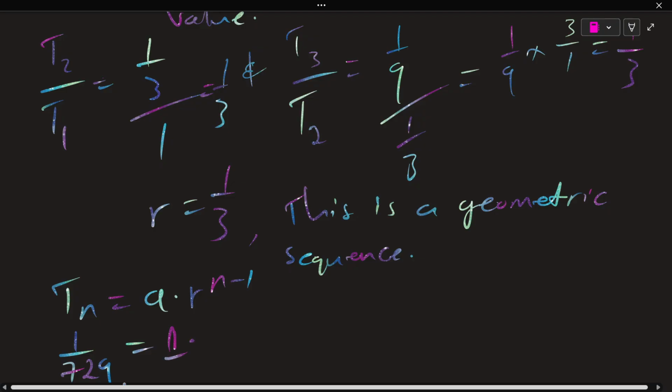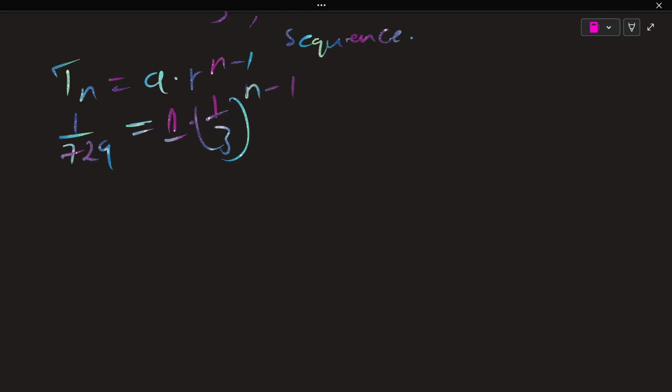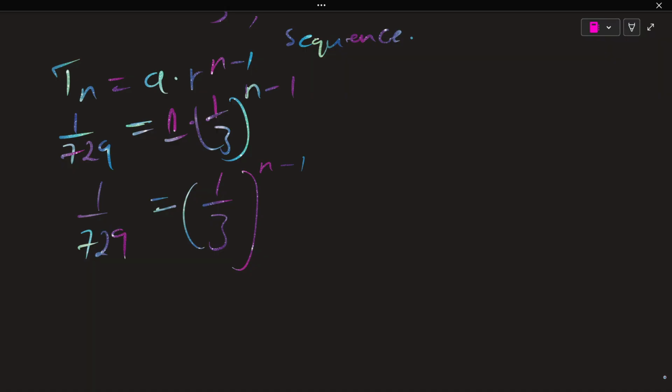We know that the first term, a, we replace by 1, and the common ratio is 1 over 3. Then we raise it to the exponent n minus 1. This time we have no idea what the value of n is, so we leave it as n minus 1. Now we have a challenge here. We have 1 over 729 equals, let's deal with this part first. 1 multiplied by any particular thing is that particular thing. So 1 multiplied by 1 over 3 to the exponent n minus 1 is the same as 1 over 3 to the exponent n minus 1, we just omit the 1.